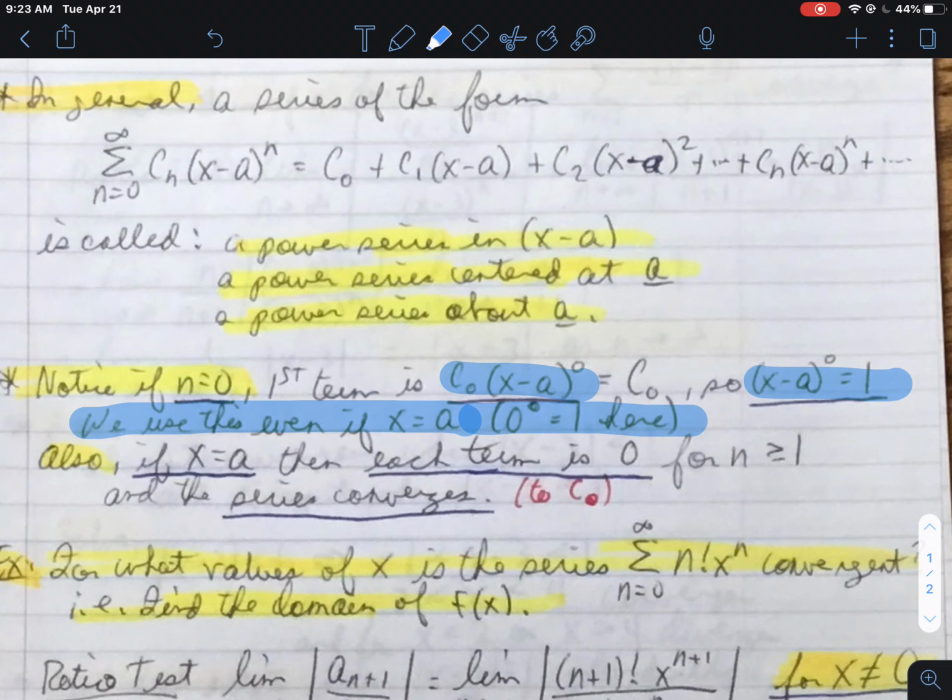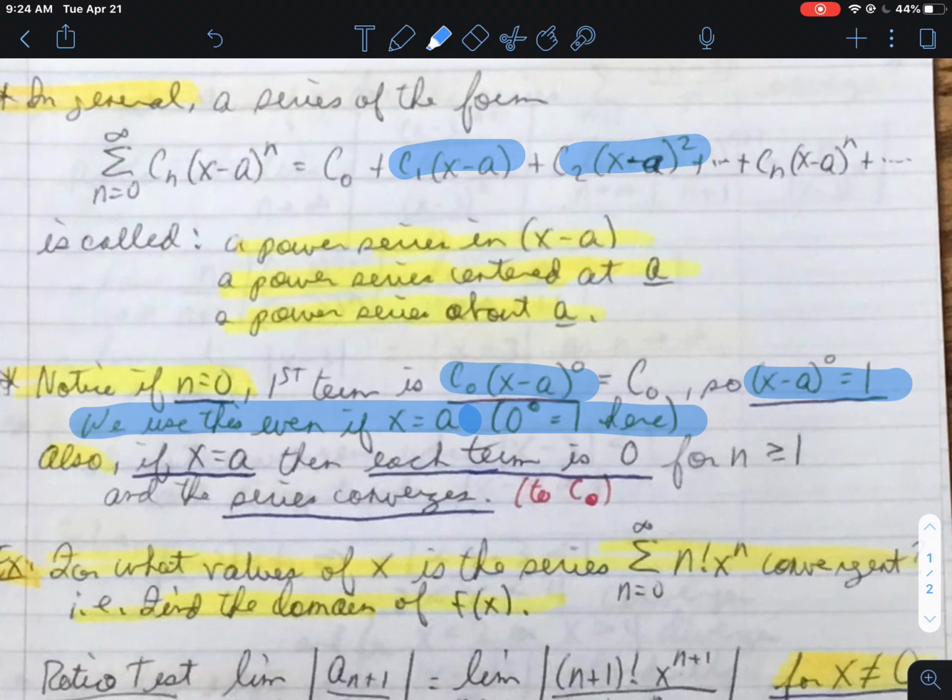Also, if x equals a, then each term is 0 for all values of n greater than or equal to 1, right? Because if x equals a, then every single term beyond the first term would be 0, because x minus a is 0. That would be 0 to the first, and 0 squared and 0 cubed, etc. So every term after the first term would have a value of 0. And so this series would be c sub 0 plus 0 plus 0 plus 0 plus 0, which would be equal to c sub 0.